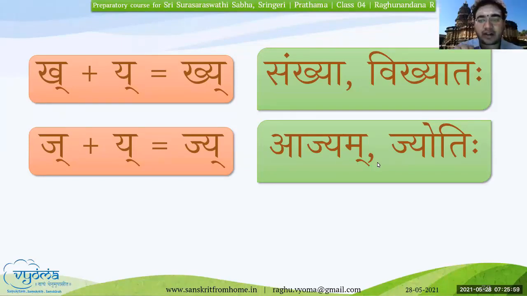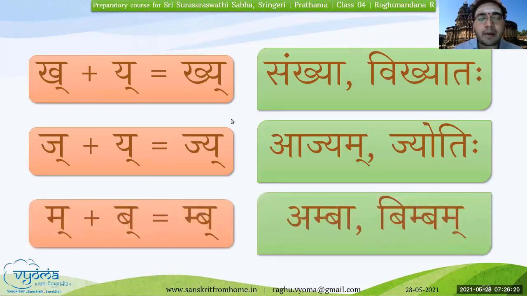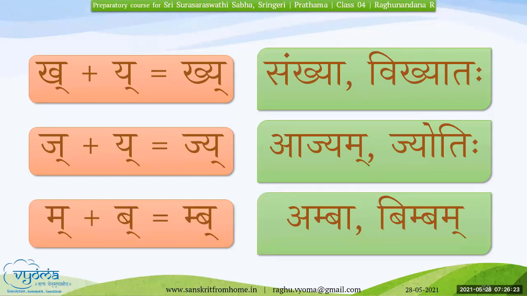This Sanyukta Akshara is there, J, Y, and that has to be pronounced correctly. Most of the times we would have heard these words, Jyotisham. People tend to say Jyotisham or Jyotishya and other things. So it is Jyo, J, Y is there, and that is very important to pronounce in the right way. Okay, we'll go to the next word. M, B, Mb. Amba, Bimbam. Very good.